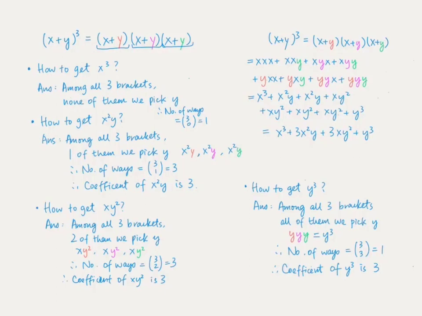We can get the answer for the other 2 terms similarly. Therefore, the coefficients we obtain by expanding x plus y to the power 3 are the same as the binomial coefficients we obtained from the definition, and it has the meaning of n choose r.